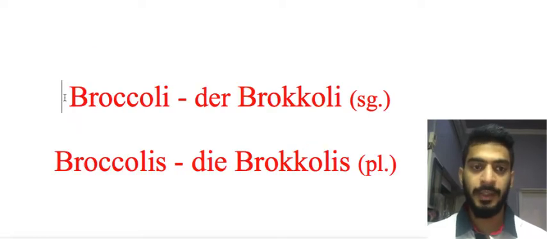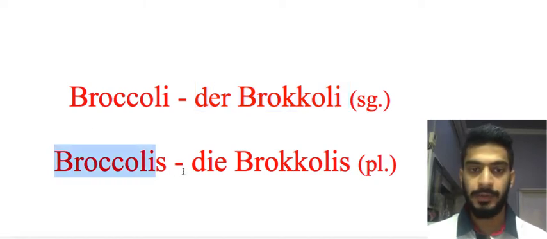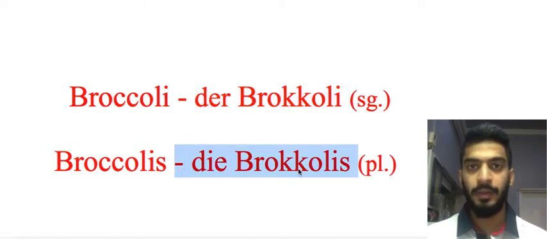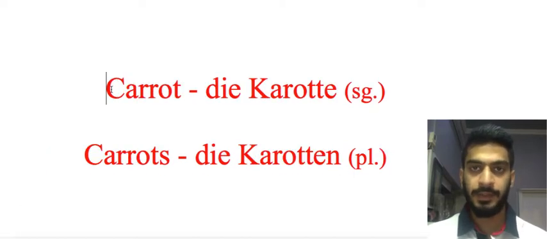Our next vegetable is broccoli. The word is der Brokkoli, singular form. Brokkolis, die Brokkolis, plural form. Again, variation. We have extra S at the last. The Brokkolis, plural form.